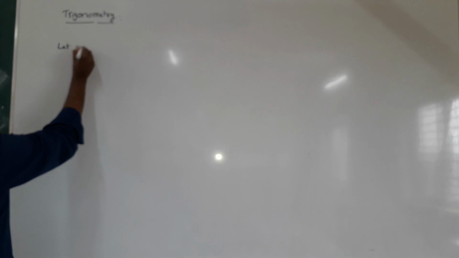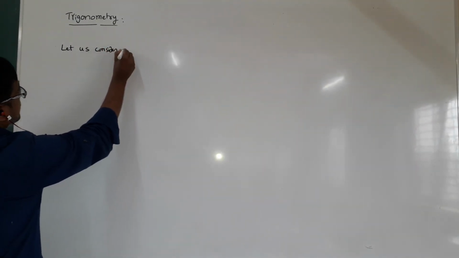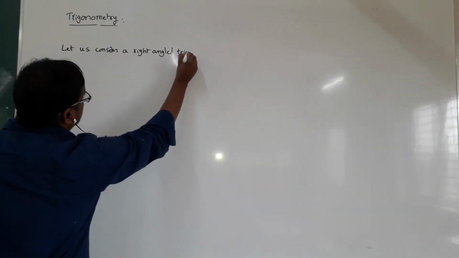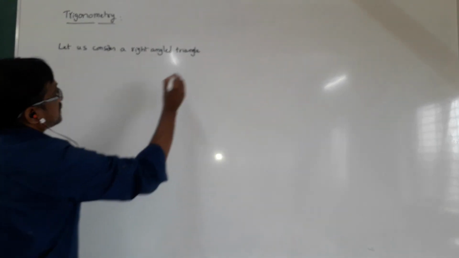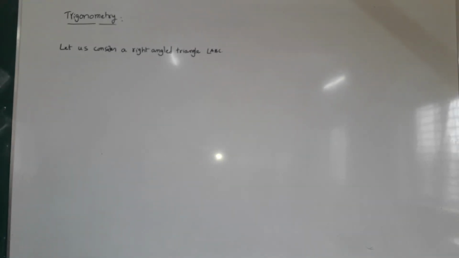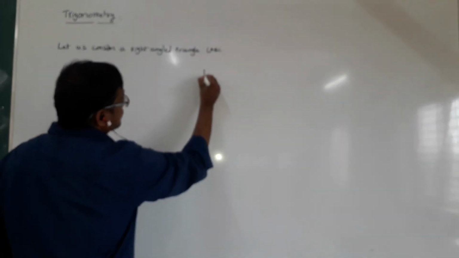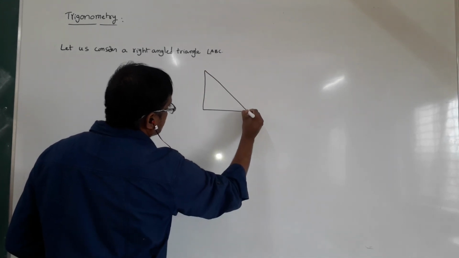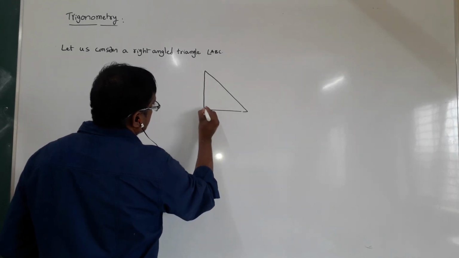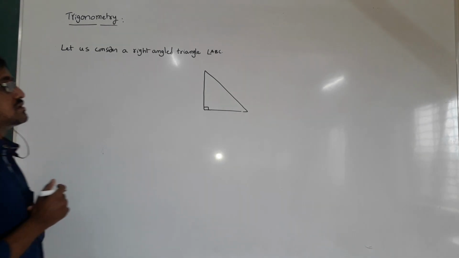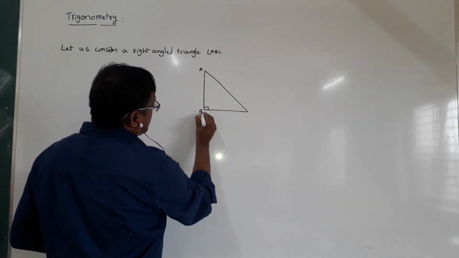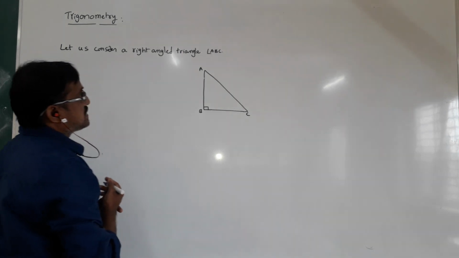Let us consider a right angled triangle ABC, right angled at angle B. In this right angled triangle, angle B is 90 degrees.